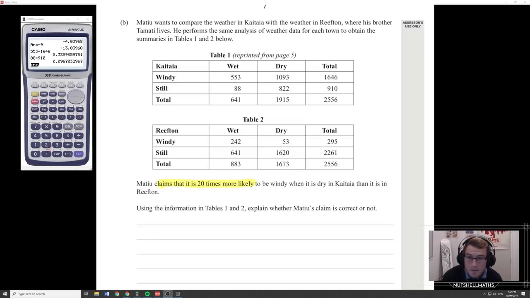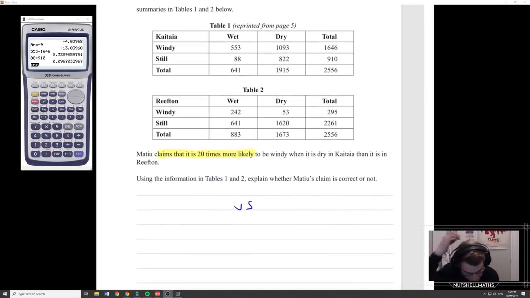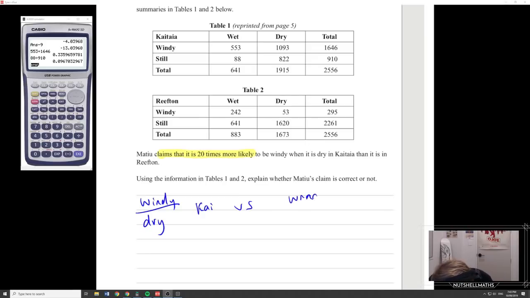So, let's do the same setup, something versus something. Matthew claims that it is 20 times more likely to be windy when it is dry in Kaitaia than when it is dry in Reefton. So, windy when dry in Kaitaia versus the same situation in Reefton. So let's have a look at this.